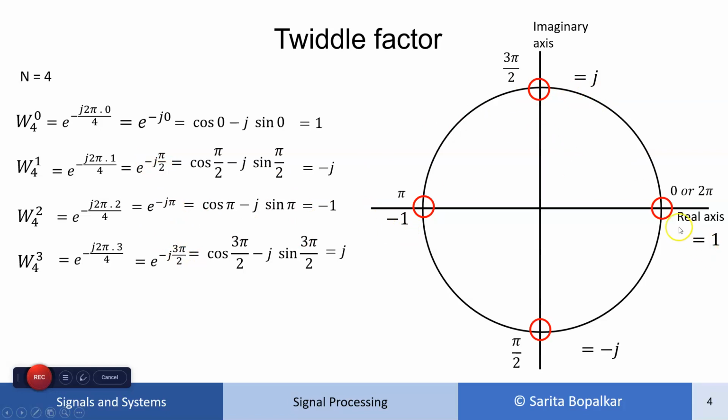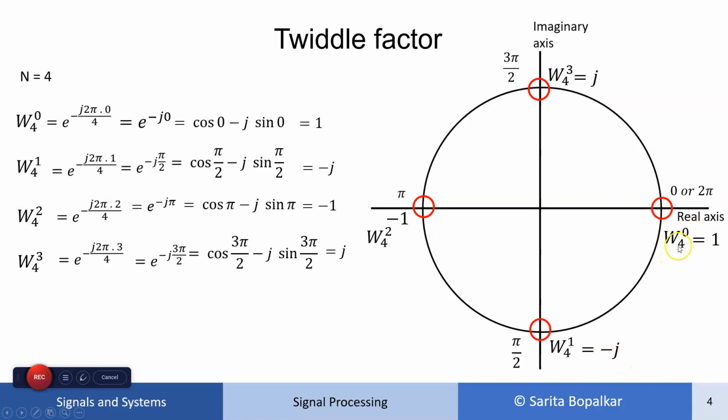So you can write here W40, 1, 2, 3 in a clockwise direction, starting from angle 0. Now the twiddle factor property is that it is periodic after each capital N. So here N is equal to 4. So after each 4 twiddle factors it repeats.